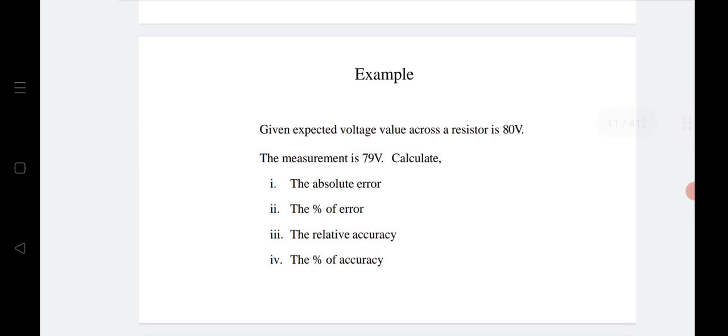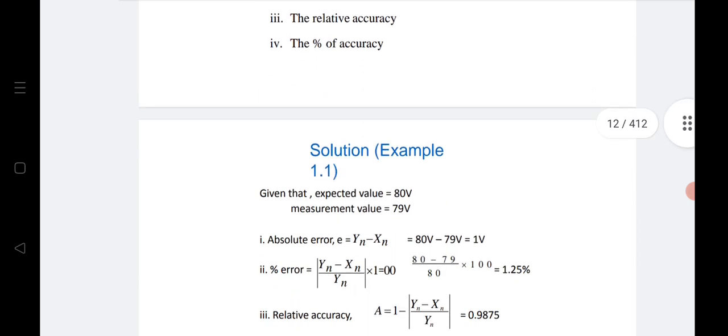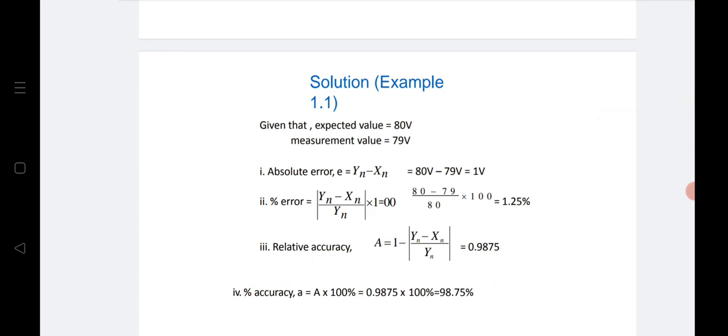So what is the question asked here? Given the expected voltage value across a resistor is 80 volts. The measurement is 79 volts. Calculate the absolute error, the percentage of error, the relative accuracy and the percentage of accuracy. The expected value is 80 and the measured value is 79. So what is absolute error? Absolute error is expected value minus measured value, that is 80 minus 79, equal to 1 volt.